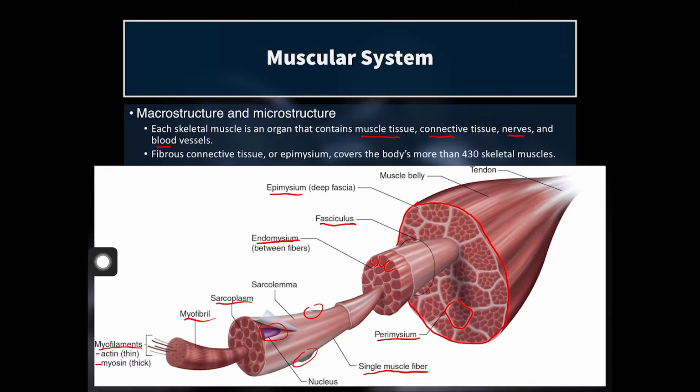Actin and myosin. So actin filaments are thin and they're woven together with strands of actin, and myosin filaments are thick and they have these globular heads that latch on to the actin filaments. Now, I mentioned that we have not only muscle tissue, but also nerves and blood vessels and connective tissue.